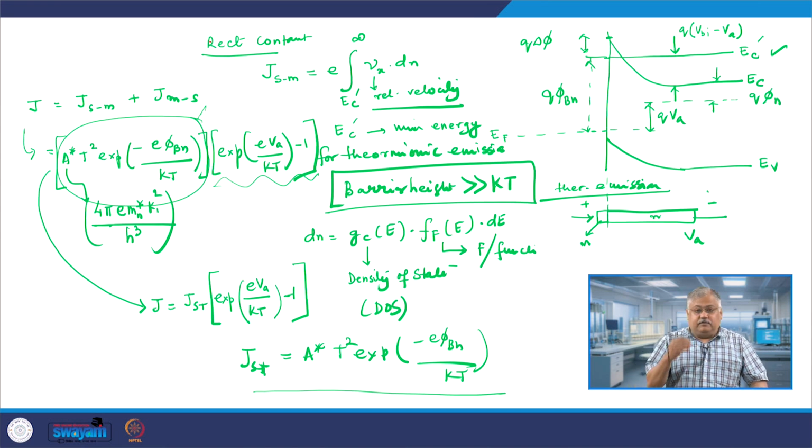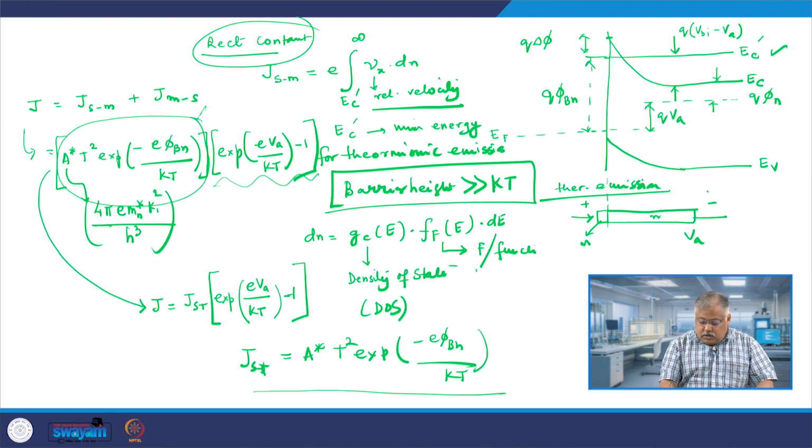And therefore, as the value of VA goes on increasing, more and more current will be available to you, because again it is almost behaving like a PN junction, and therefore you will have a large amount of current flowing through the device when you have a rectifying contact. This is a good way of looking at it.